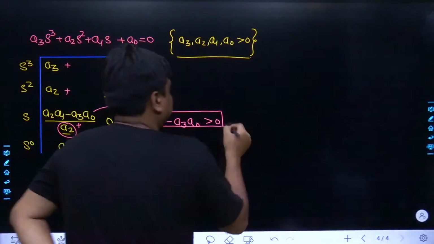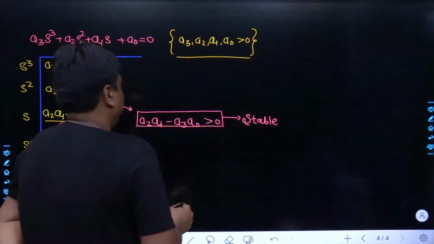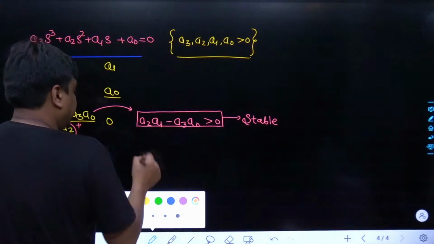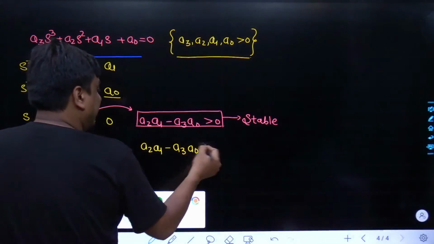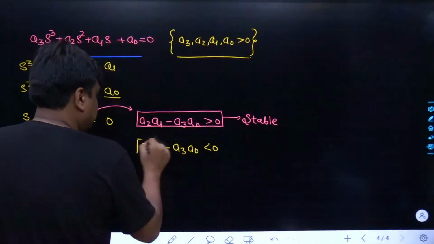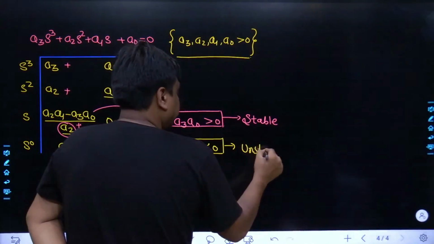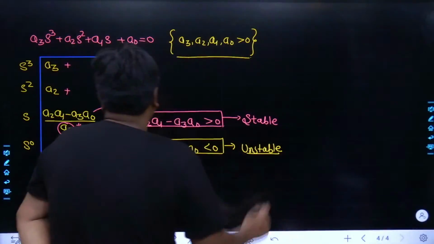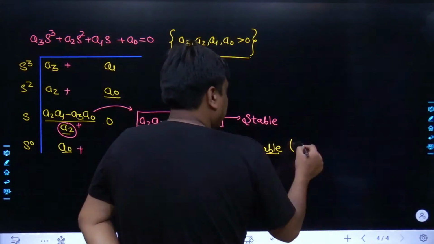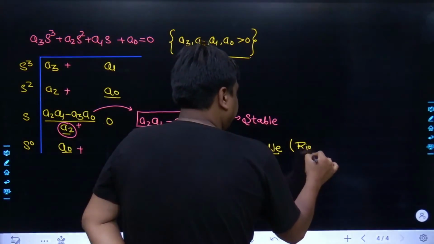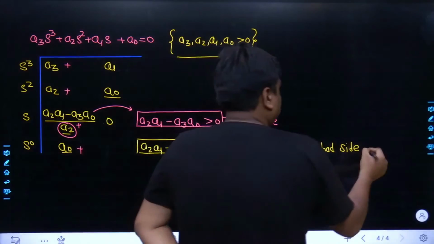And if it happens, the system would become a stable system. If I take its corollaries, like if a2 a1 minus a3 a0 is not greater than 0, or I can say it's lesser than 0, in that case the system would be an unstable system. How many sign changes would be there in that case? Obviously 2 sign changes we are going to experience, or I can say towards the right hand side, two poles are going.